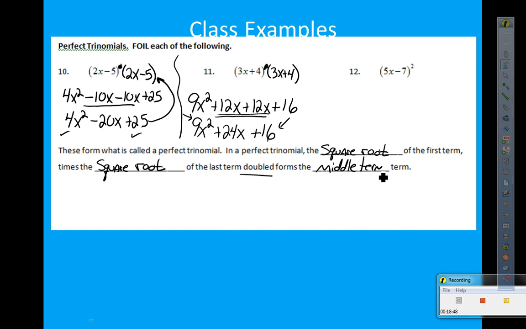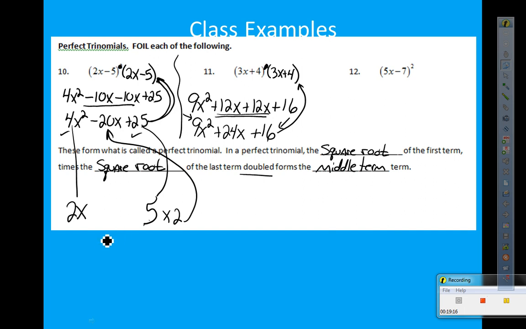Here's what that means. When we want to go backwards, I'm going to look at the 4x squared. The square root of that is 2x. I'm going to look at the square root of 25. It's 5. I'm going to see if 2x times 5 times 2 gives me the middle term. I don't care if it's positive or negative right now, but it does. If it does, then I know it's going to factor with 2 of the same things. In this case, a 2x minus 5 and a 2x minus 5. Well, that's kind of confusing.